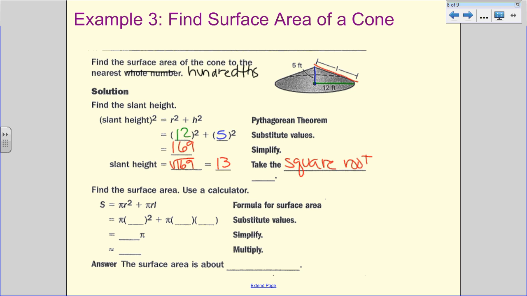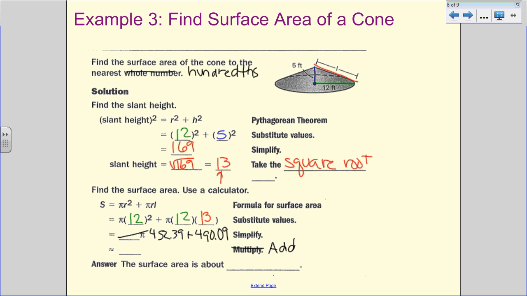So now we're going to use what we know. It's pi times radius squared. Our radius was 12. So we're going to do pi times 12 squared plus pi times the radius, which is 12, times the slant height that we found here of 13. Now they're going to have you combine some like terms. Remember we said we're just going to type things into our calculator. So I'm going to do pi times 12 squared, which is 452.39, plus pi times 12 times 13, which is 490.09, and we're going to add those together.